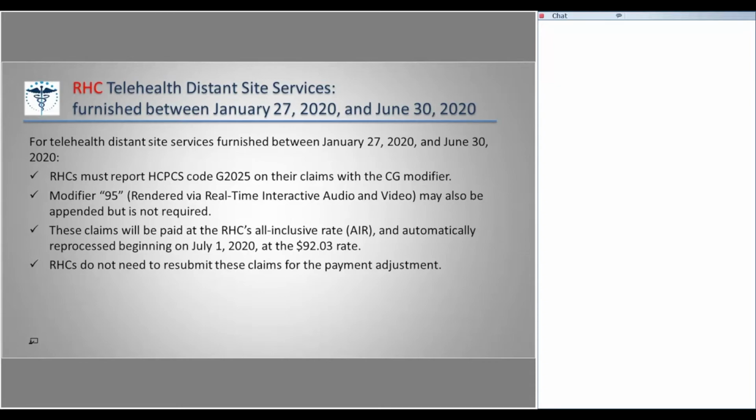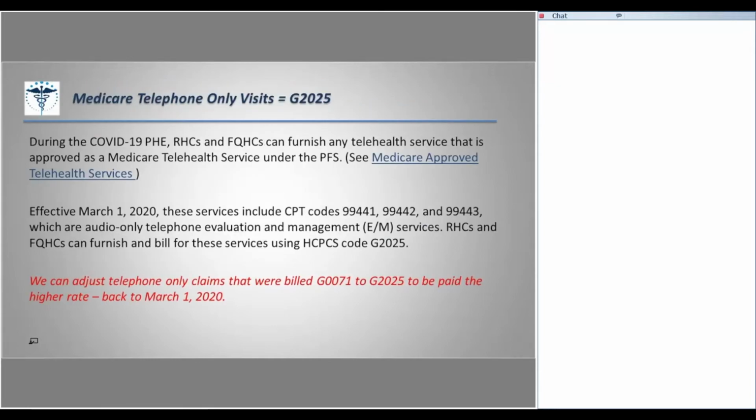Real quick, distant site services. For telehealth, we had that established finally on April 30 for us. We finally got our revised SE 20016. So for right now, we have this new G2025 code that we're going to use for our telehealth visits with our CG modifier. Right now, we're going to be paid our rate for those. Our telephone-only visits can be included in 2025 as long as they're longer than 5 minutes.